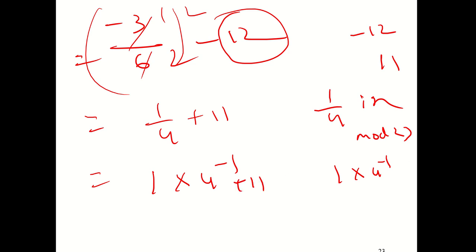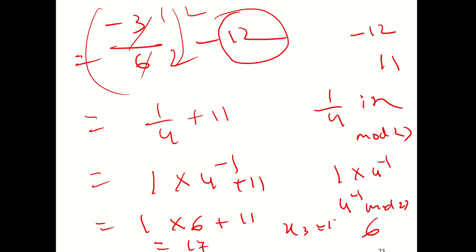So you get the value as 1 into 6 plus 11. 4 inverse is nothing but 6. If you want to know how to get the 4 inverse, 4 inverse in mod 23 is 6, because 6 into 4 is 24, which is 1 mod 23. So 1 into 6 plus 11 becomes 17. Now x3 is equal to 17.